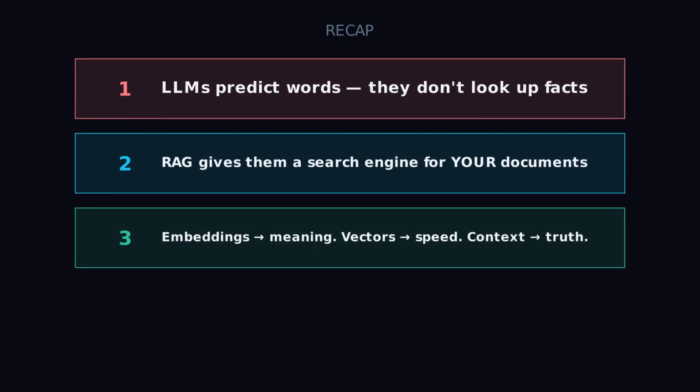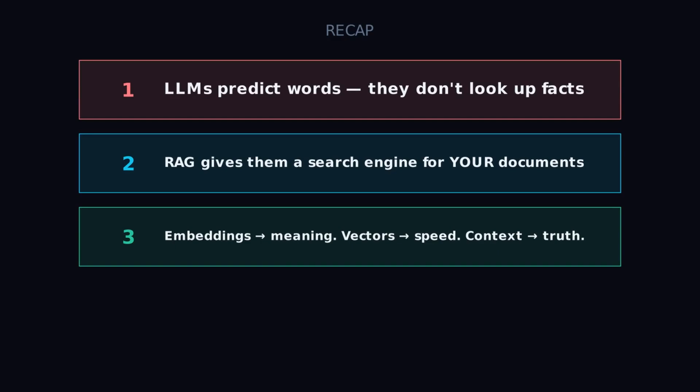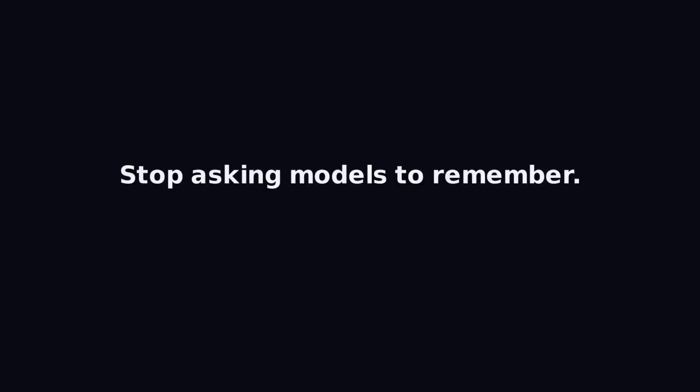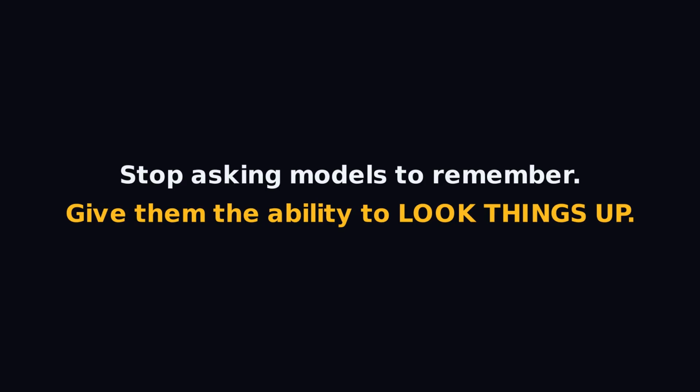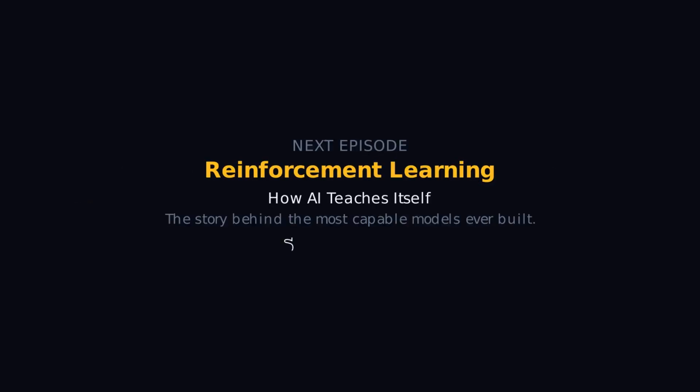Let's bring this together. Large language models are not databases. They don't look up facts, they predict words. Which means that sometimes, they make things up. RAG fixes this by giving the model a search engine for your own documents. Embeddings turn text into meaning. Vector search finds the right chunks in milliseconds. And the generation step produces an answer grounded in real sources, not training data memories. The keyword is retrieval. Stop asking models to remember. Give them the ability to look things up.